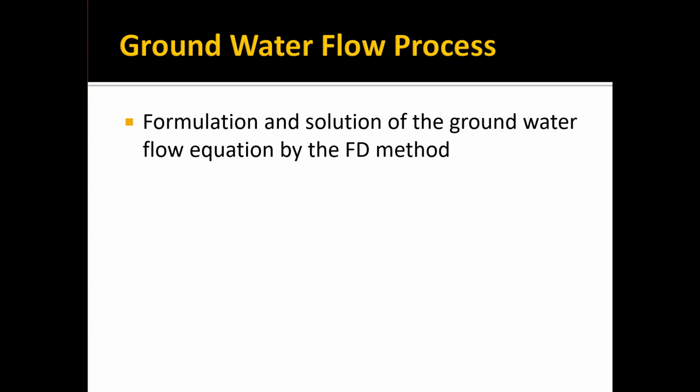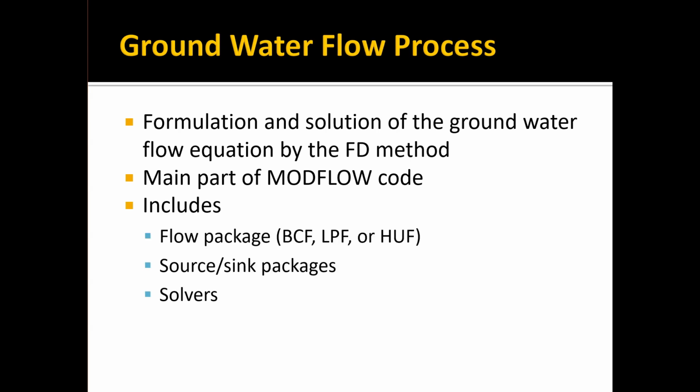There's also a groundwater flow process where we formulate and solve the groundwater flow equation using the finite difference method. So this is the main part. Once you've established the geometry and properties, this is where you define the hydraulic conductivity, the aquifer properties, but also the boundary conditions, the sources and sinks. And so this is a primary part of the Modflow code. And it includes what we call flow packages, which we'll talk about later.